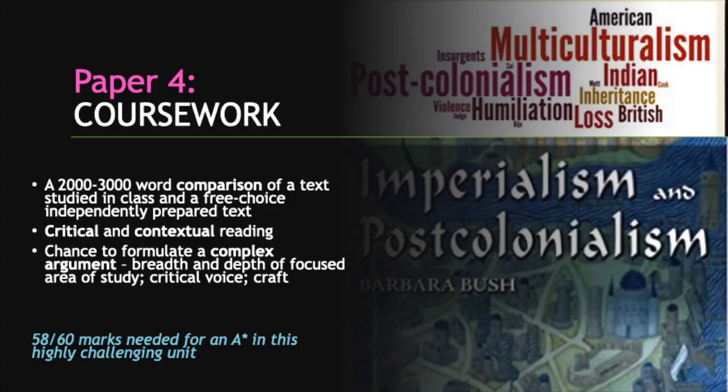The fourth element of A-level English is the coursework, and I would say this is perhaps the one piece of work that will probably grind you down the most, but you'll be so proud of it at the end when you see the finished product. But just to give you an indication of how it goes in terms of grading, to get an A star, you need 58 out of 60 marks. That's a real tough call. Okay, so very, very challenging work.